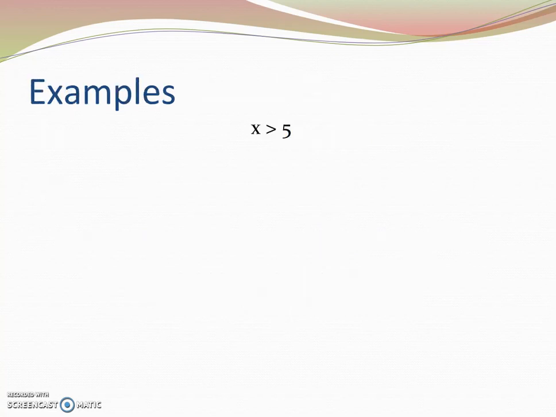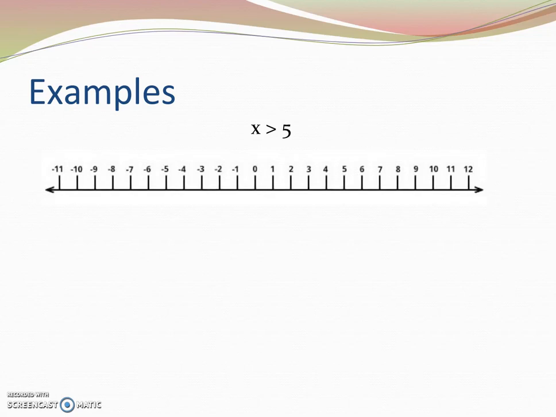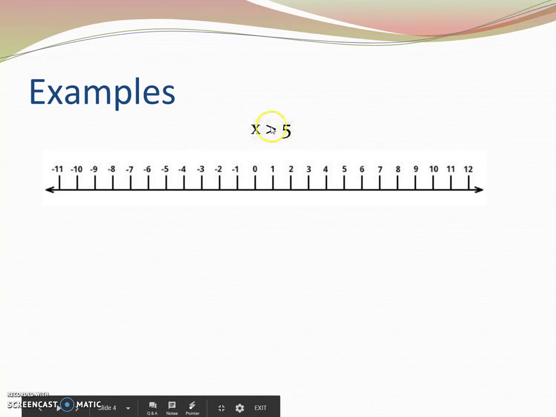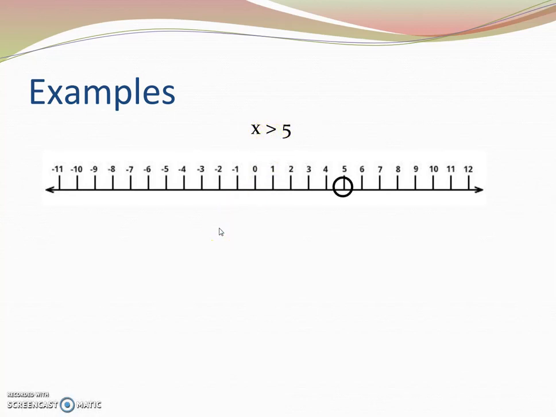So, here are some examples. x is greater than 5. Here's my number line. Since there's no equal to, there's no bar under the greater than, we put an open circle at 5, and I want all my shading to be greater than 5. So 6 is greater than 5, and 7, and 8, and 9, so I'm going to shade that way.